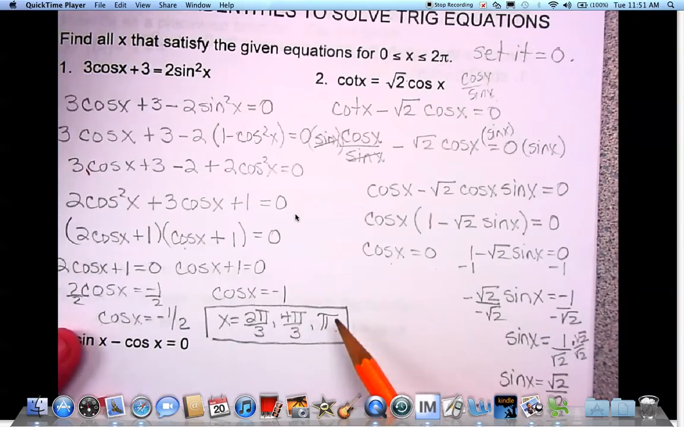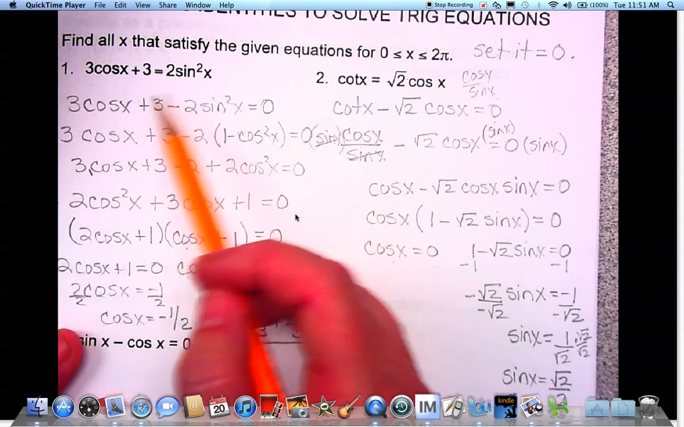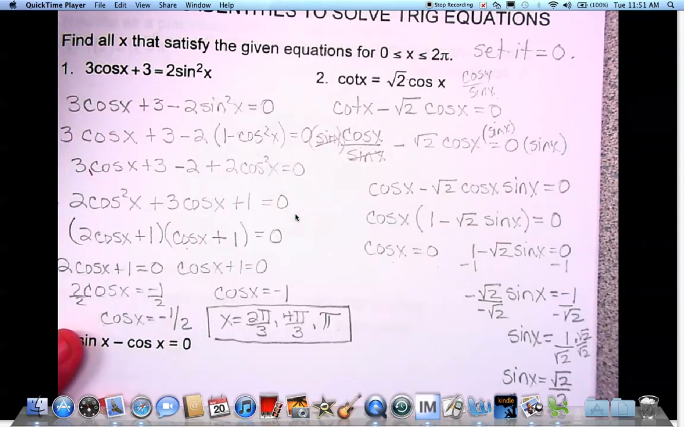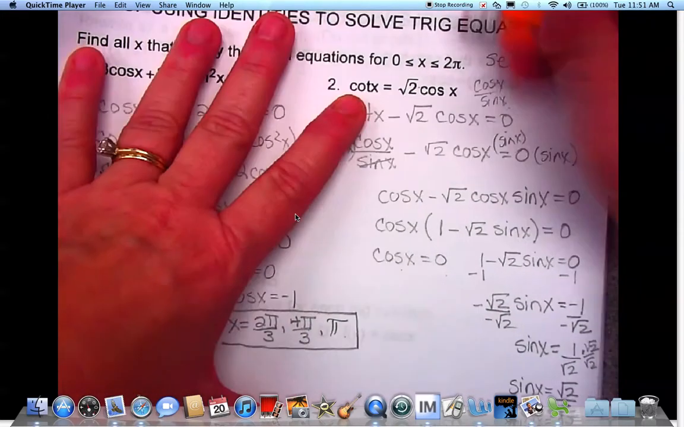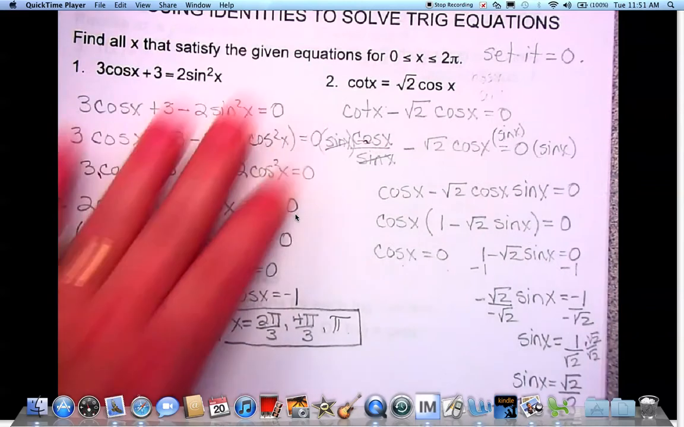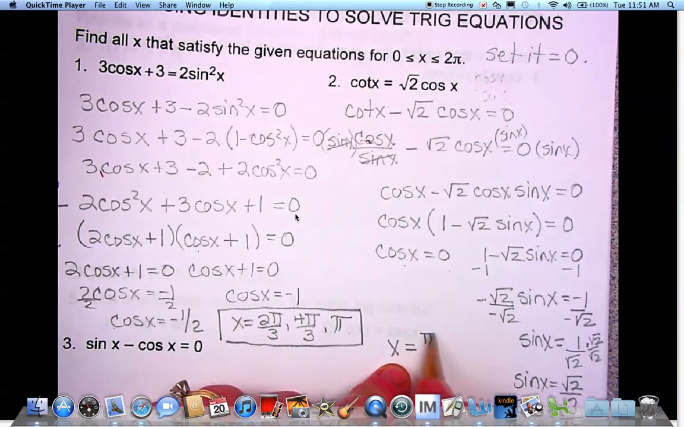The reason I didn't check this quadrantal, the pi, is because I didn't have anything in the denominator. You didn't have any cosines or cosecants or secants, or cotangents. Okay? So everything will work out. So all of these are the answer. X equals pi over 2, 3 pi over 2, pi over 4, and 3 pi over 4.